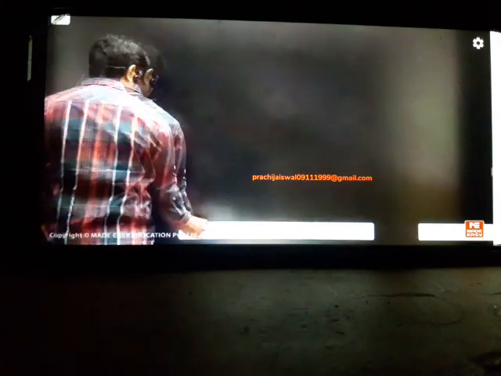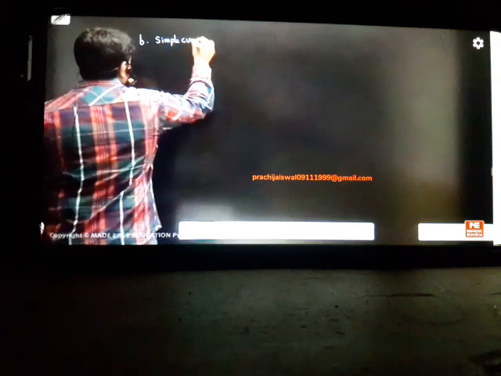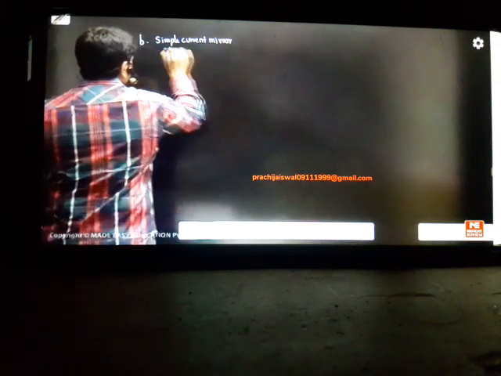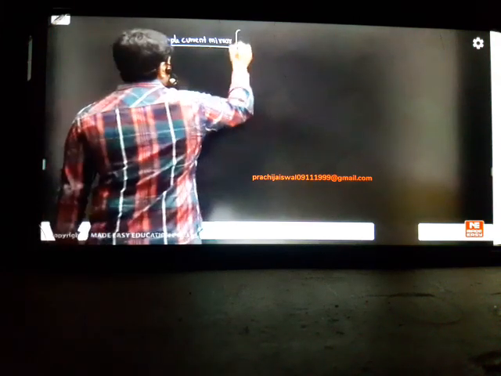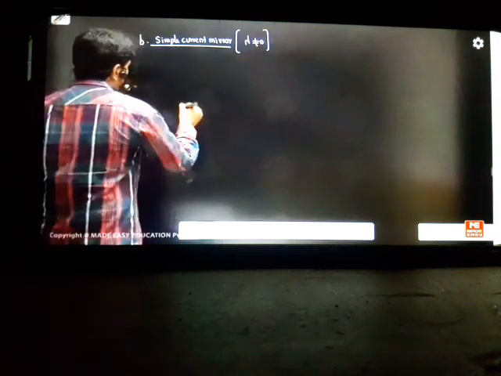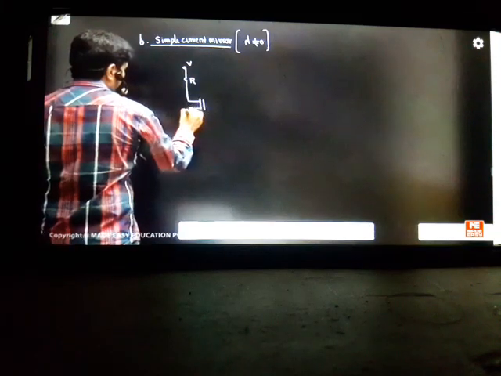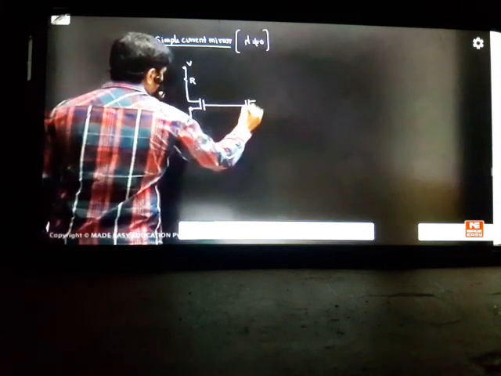Second point, B point. Again, simple current mirror. Keep the heading: simple current mirror. And you write here, lambda is not equal to 0. How to think, the subject I'll show you. If lambda is not equal to 0, how I'll think the design again. This is your R. We have the MOSFET. Simple current mirror I'm taking.